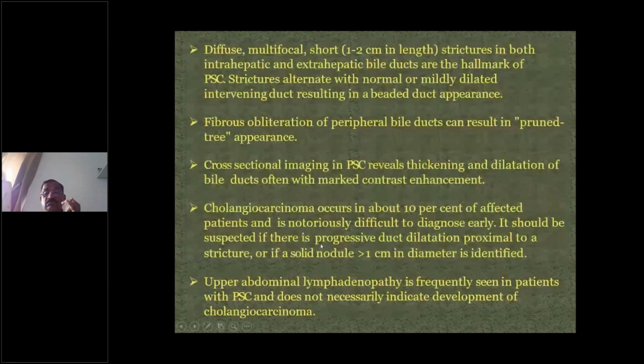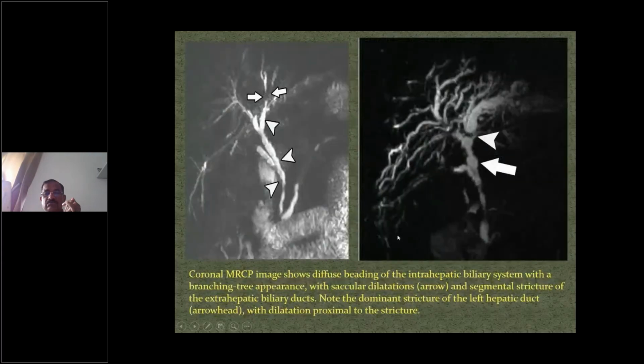Another complication is primary biliary cirrhosis, which, like normal cirrhosis, will have all the features. But in biliary cirrhosis, it is more common to have atrophy of the left lobe with significant caudate lobe hypertrophy. So these are MR images, MRCP images of primary biliary.